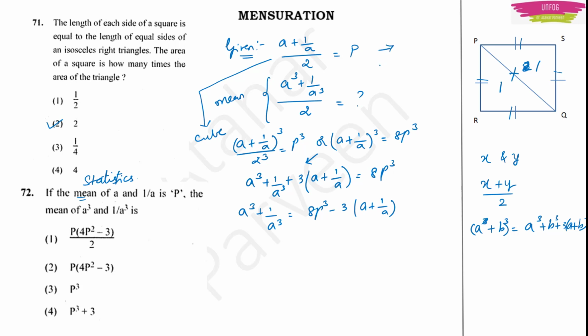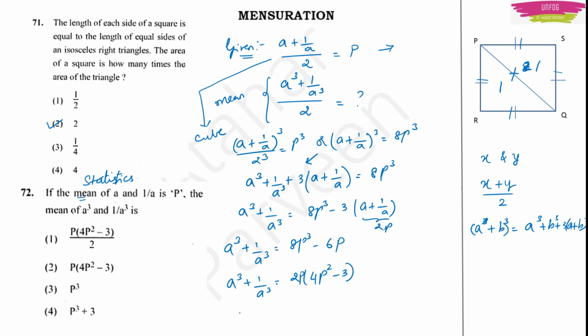A plus 1 by A by 2 is equal to P, right? Or A plus 1 by A will be equal to 2P. So this will be equal to 2P. Now you can write it like this. A cube plus 1 by A cube will be equal to 8P cube minus 3 2s are 6, it will be 6P. Now you take 2 common in the right hand side. A cube plus 1 by A cube will be equal to 2 into, you can take P also here, 2P if you take common, it will be 4P square minus 3.